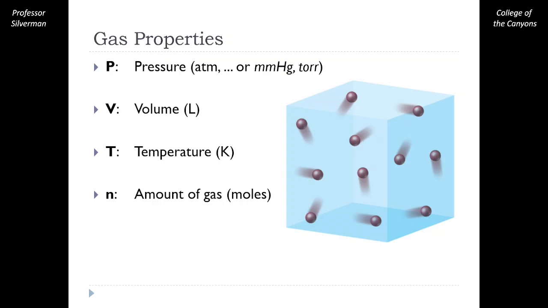These other properties we've seen before. Volume we like to measure in liters or milliliters or cubic centimeters. Temperature we can calculate in terms of Kelvin for our calculations. And the amount of gas is always going to be in moles for our gases from now on.